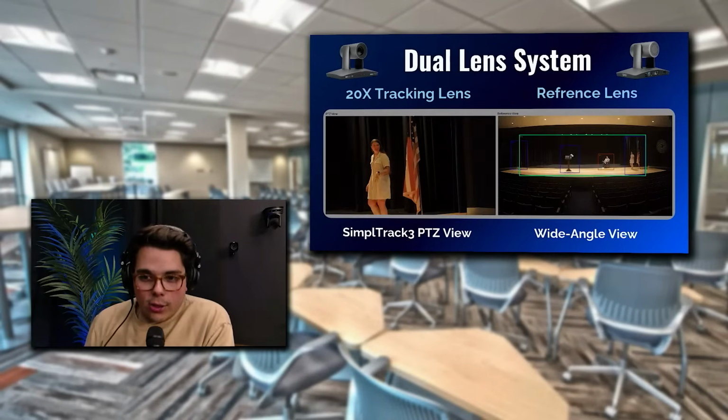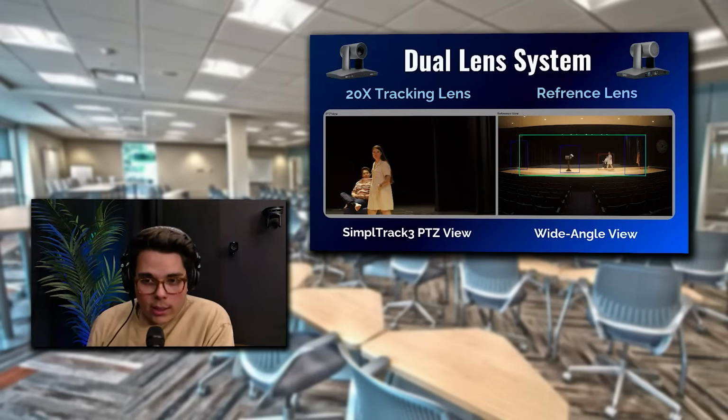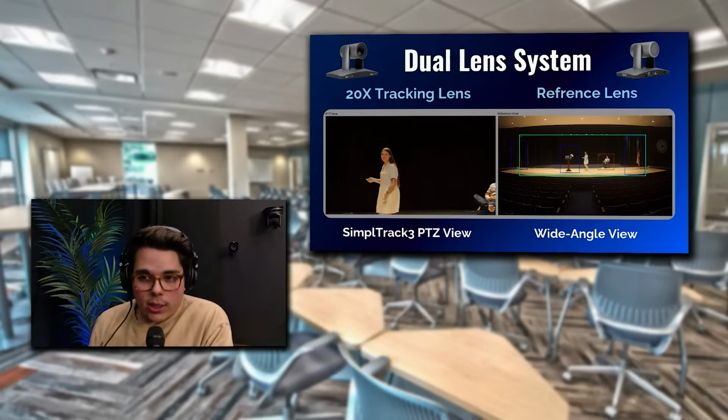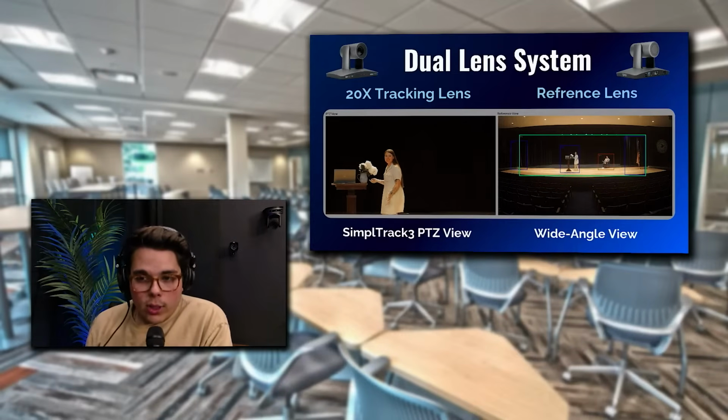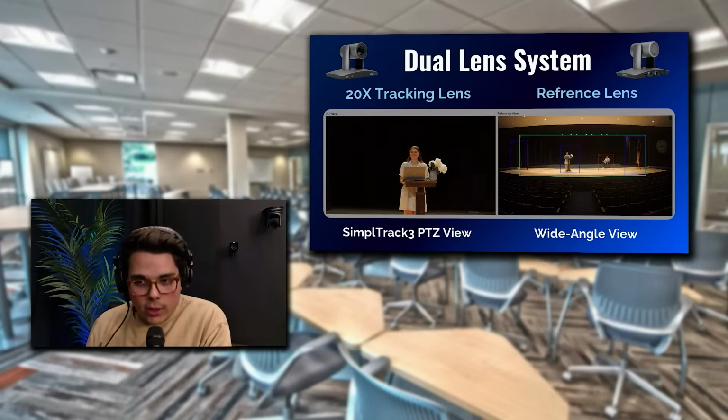Well, one is your tracking lens. It's your barrel lens, a 20x lens that allows you to really zoom in. You can see how far we are from the stage in this example. The wide angle view is a lot wider. It is a 720p camera. You can output via NDI for both of these video feeds, but the wide angle view is really a reference view.